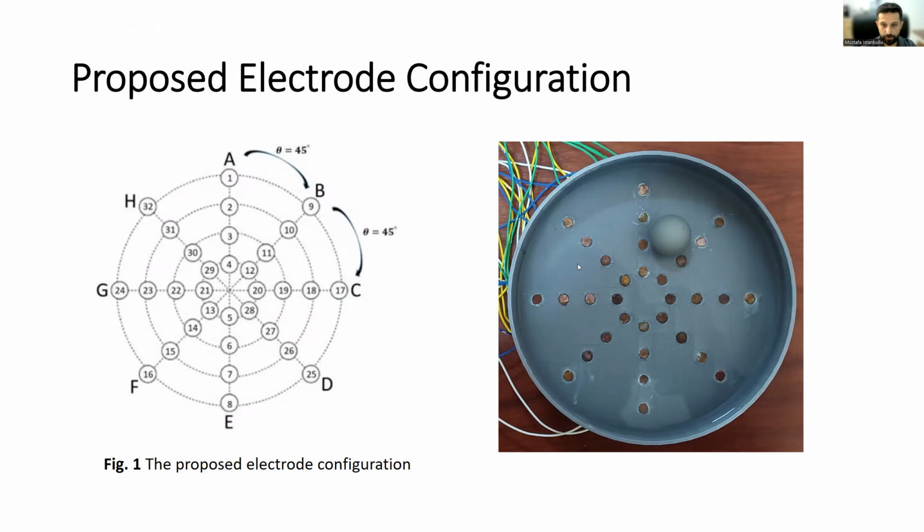Now let's look at our design shown here in figure 1. We arranged 32 electrodes in 4 concentric circular rings, each with 8 electrodes. These are divided into 8 directional lines labeled A through H. Each line runs from the center to the periphery.